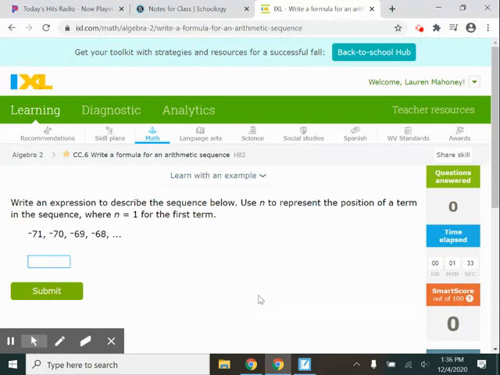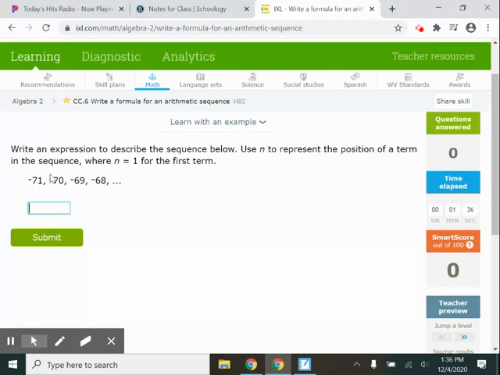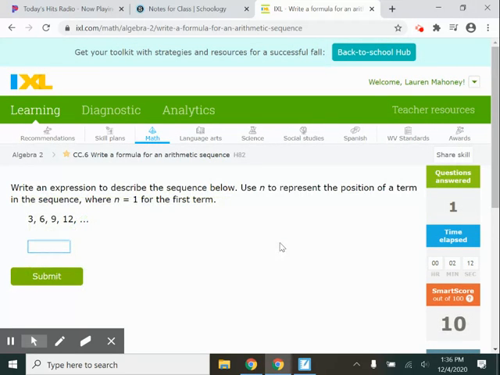So if we flip back to this question here, it looks like I'm adding 1 every time I move up in the sequence. So that means my D is going to be plus 1. My first term in the sequence is negative 71, so I start off with negative 71. I'm adding 1, so I do plus 1, and then parenthesis, n minus 1. Notice it says use n to represent the position of the term. That just means n has to be your variable, and that's all you have to put there. So we have the first term, negative 71, my common difference is plus 1, and then parenthesis, n minus 1, and that should be your correct answer there.